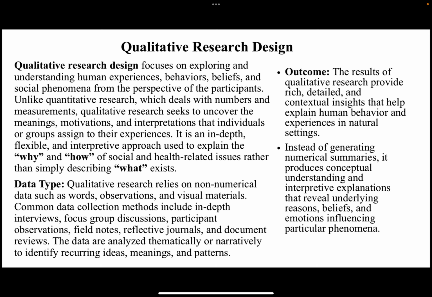Okay, so qualitative studies focus on exploring and understanding human experiences, behaviors, beliefs, and social phenomena from the perspective of the participant. Now, the data type that you will use in a qualitative study is non-numerical data, such as words, observations, and visual materials.